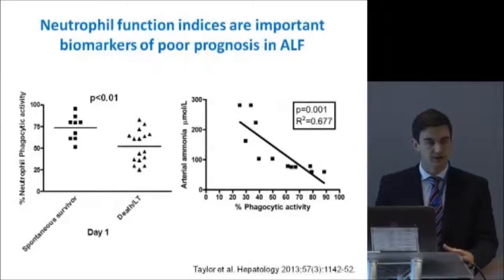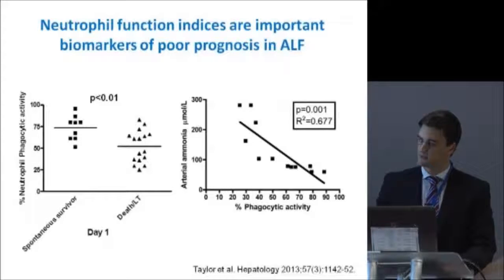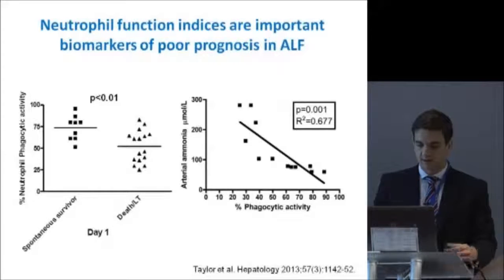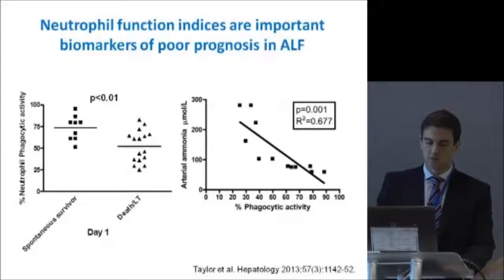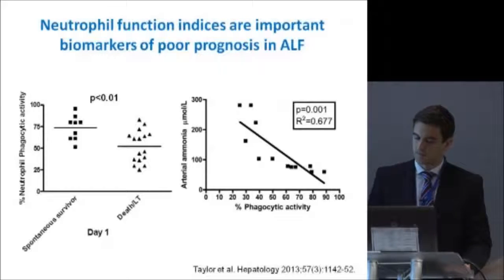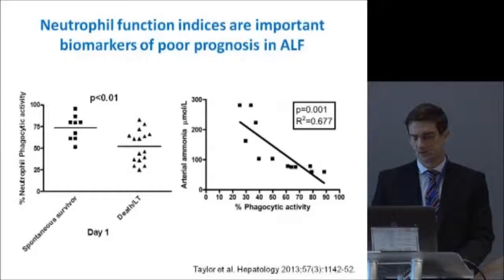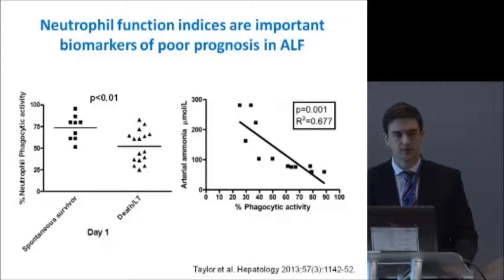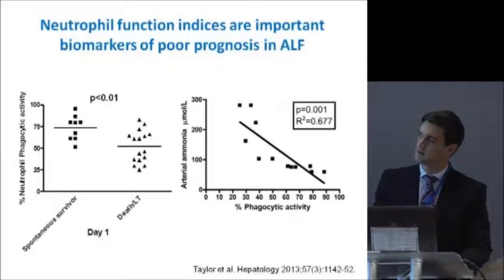In fact, in terms of the innate immune system dysfunction, neutrophil function indices have been shown to be impaired in acute liver failure. And actually they do prognosticate in acute liver failure as well. Neutrophil phagocytic capacity correlates with the chance of proceeding towards liver transplantation or dying of your acute liver failure. We also see that neutrophil phagocytic capacity correlates quite strongly with arterial ammonia concentrations. And there's a growing body of evidence to suggest that arterial hyperammonemia is causative in the development of neutrophil dysfunction.